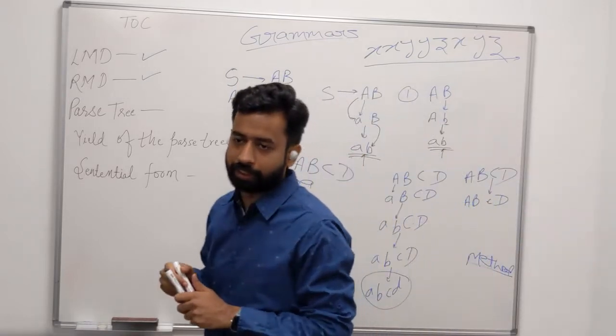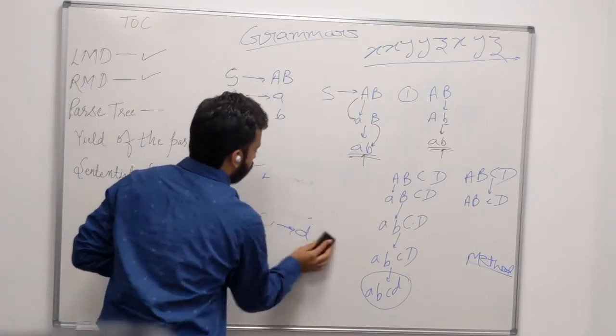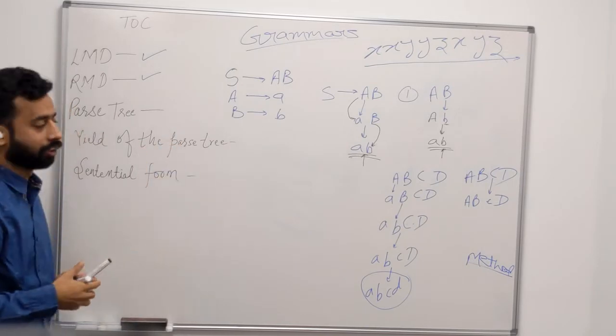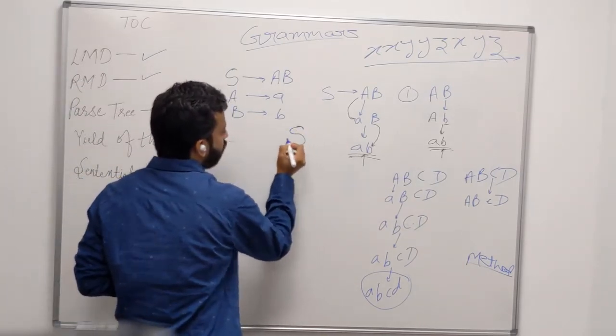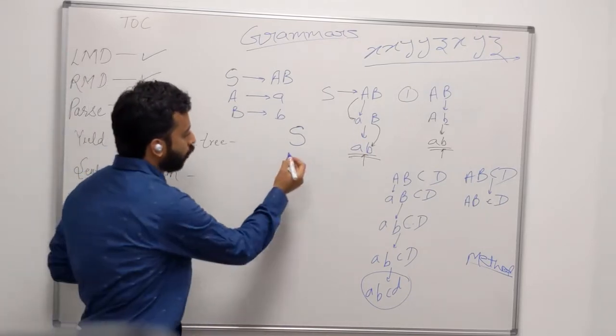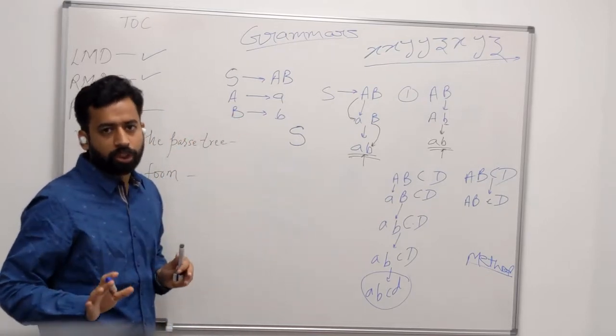Now we will see what a parse tree is. So a parse tree is actually a tree representation of this derivation. So for example, this is your starting symbol. From the starting symbol you have to derive all these strings. So the tree representation of derivation is actually known as a parse tree.